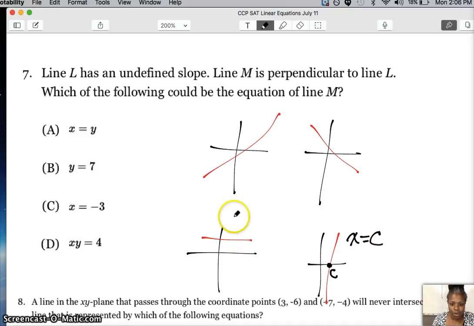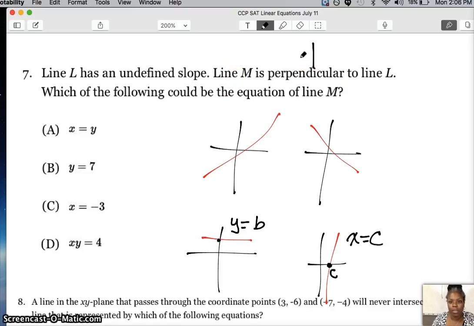So this equation here, which is related, is actually y is equal to some b term. This is an equation where we have 0 slope. The reason why I'm pointing these out is because we're talking about an equation with an undefined slope where x is equal to some value c, and it is perpendicular.